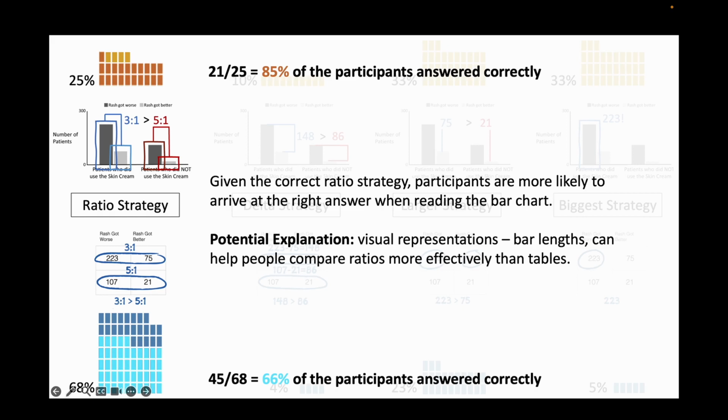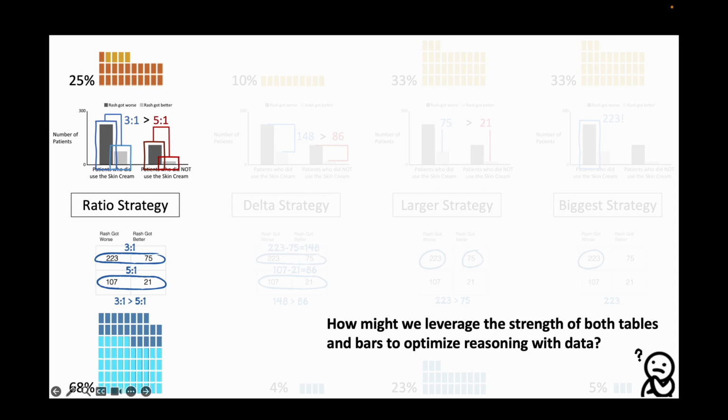While it is possible that the people who use the ratio strategy when reading bar charts might be better mathematicians to begin with, it is also possible that visual representations such as bar length can help people compare ratios more effectively than tables. Future work should look further into how we might leverage the strength of both representations to optimize reasoning strategies with data.